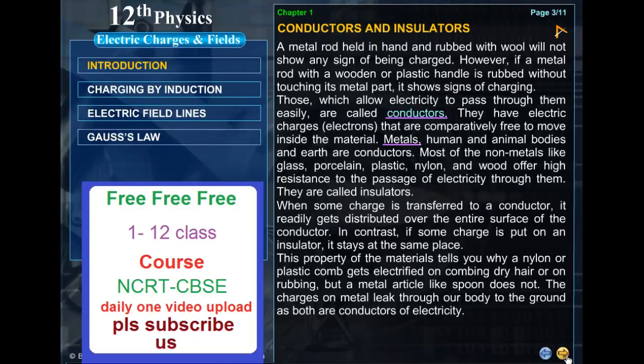In contrast, if some charge is put on an insulator, it stays at the same place. This property of the materials tells you why a nylon or plastic comb gets electrified on combing dry hair or on rubbing, but a metal article like a spoon does not. The charges on metal leak through our body to the ground, as both are conductors of electricity.